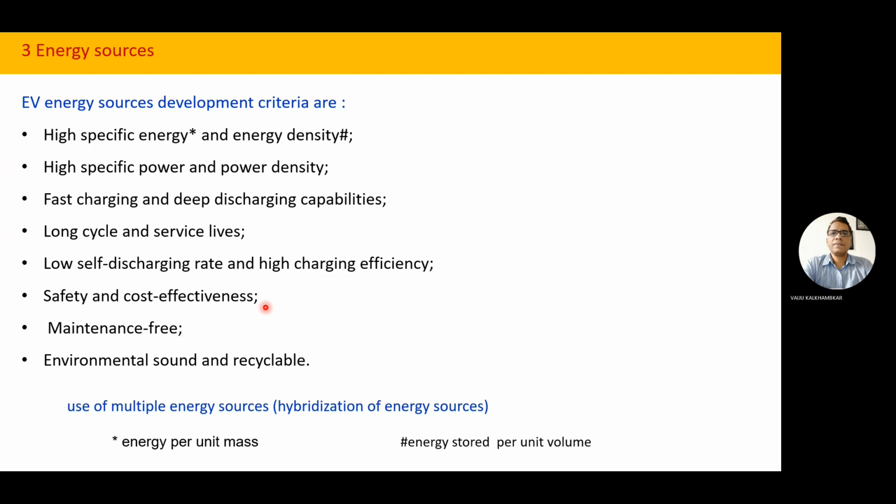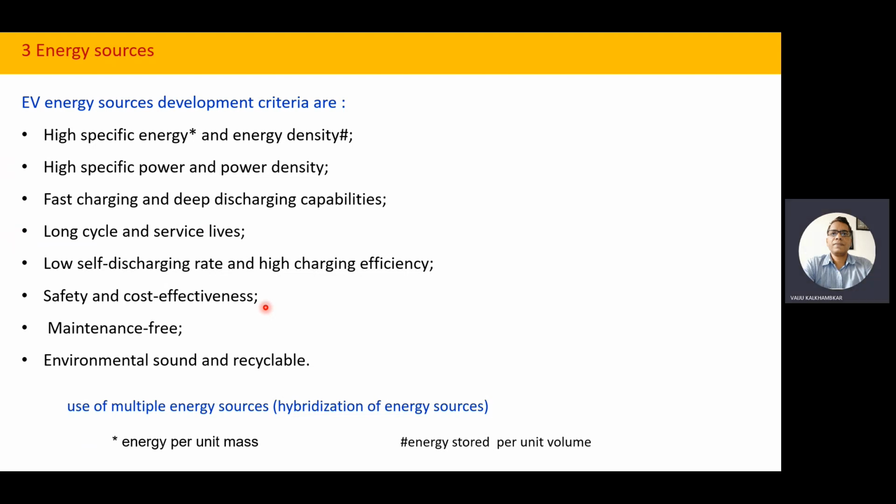Another important characteristic or feature the energy source should have is low maintenance, or rather it is expected to be maintenance free. And considering our EV requirement, it should be environment friendly, and the source should be recyclable. So these are a few important characteristics energy sources should possess.